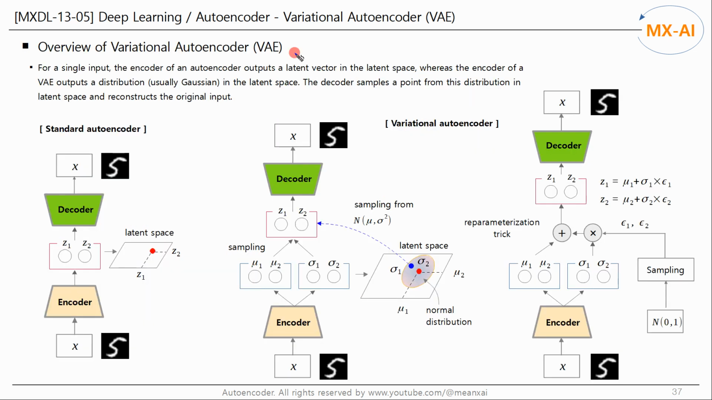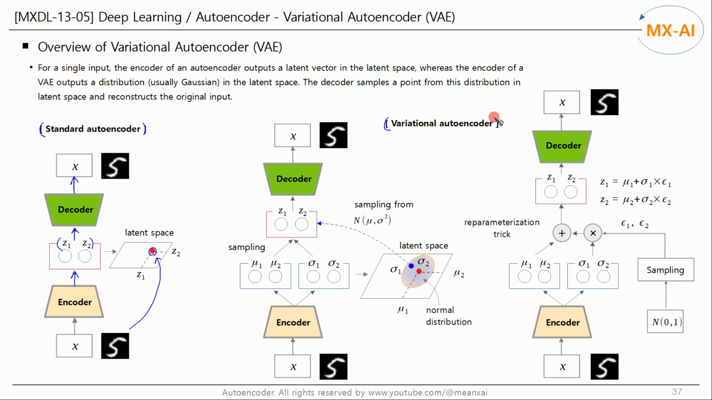Now, let's look at how a variational autoencoder works. A standard autoencoder works as follows. The encoder typically reduces the dimensionality of the input data X to produce a latent vector Z. The latent vector Z is represented as a single point in the latent space. In this example, the image of the MNIST digit 5 is mapped to this point in the latent space. And the decoder reconstructs the original data X from this latent vector Z, which is a reduced representation of X.